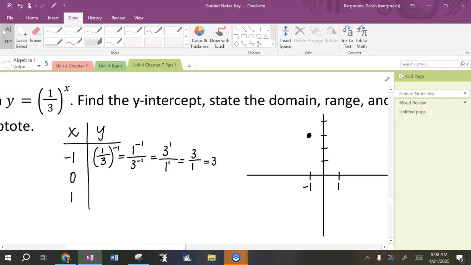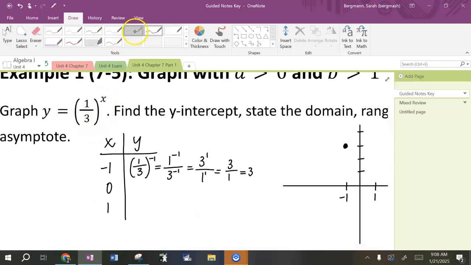If you were trying to do this one with the values of a and b, b is the base. That's whatever the exponent is on. And you might remember I mentioned this earlier. If there is no number in front of that, that just means that your a value is 1. So if you were trying to do this with a divided by b, you would have been doing 1 divided by 1/3, which would still end up giving you 3 for the y value.